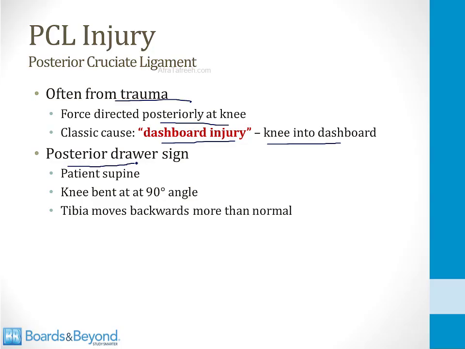It's very similar to the anterior drawer sign. You put the patient supine on their back, you bend the knee at 90 degrees, and you push the tibia backwards. If it moves backwards more than normal, that suggests a PCL tear, because remember, the job of the PCL is to resist posterior movement of the lower leg.